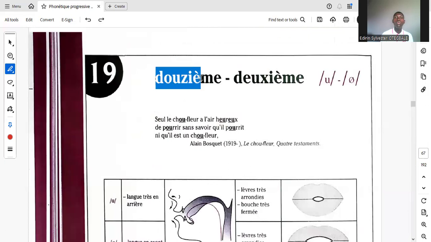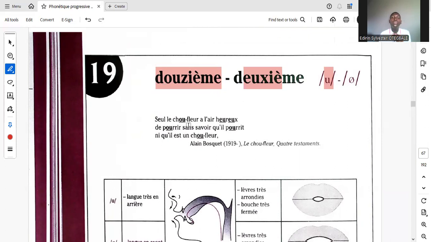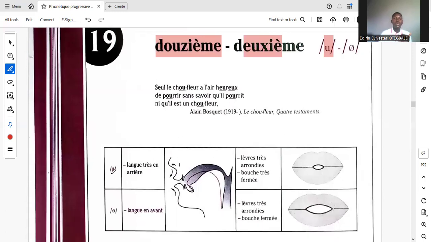We have douzième. This is ou. Then we have deuxième. This is E. Now, OU gives you ou. EU gives you what? E. So we have: le chou-fleur, allait heureux de pourrir sans savoir qu'il pourrit, ni qu'il est un chou-fleur. We have already explained how to realize this particular phoneme ou. We have seen how to realize this as well.